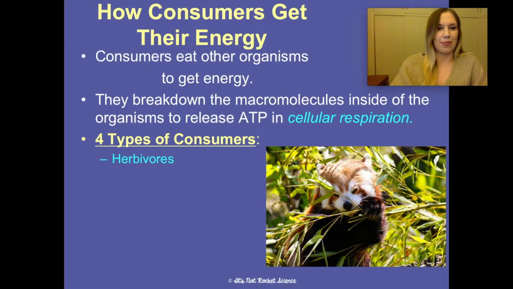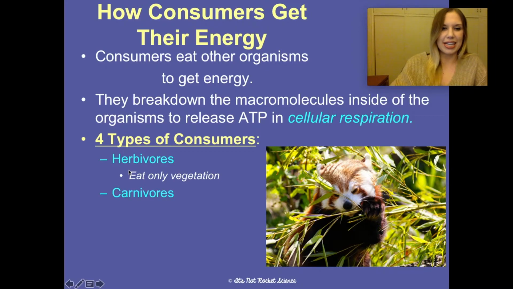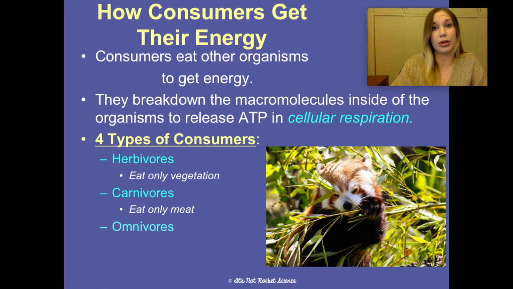So the first type are called herbivores. Herbivores only eat vegetation, so they're kind of like vegetarians. The prefix herb refers to plants, grass, stuff like that. So think of herbivores as vegetarians and you'll be a-okay. The second type of consumer are carnivores. Carnivores eat only meat, and the prefix carn refers to meat. And you've probably heard one or all or none of these terms before.